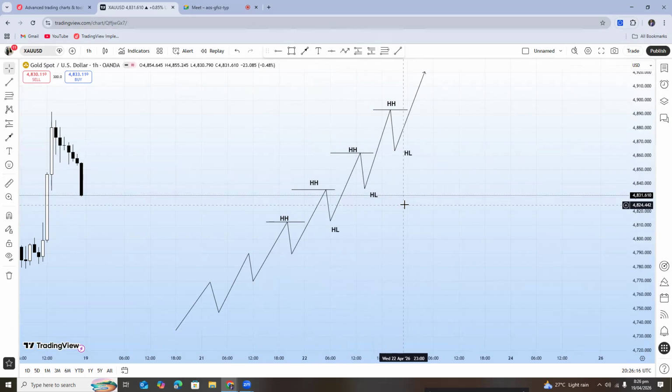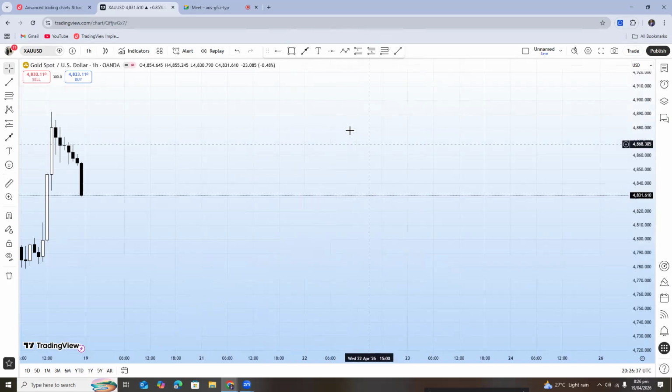Okay, so this is how you are going to define an uptrending market technically. So if you tell me that the market is in an uptrend, then you should go on to show me where you are identifying the higher highs and the higher lows. I hope that is also clear. Okay, so let's go on.